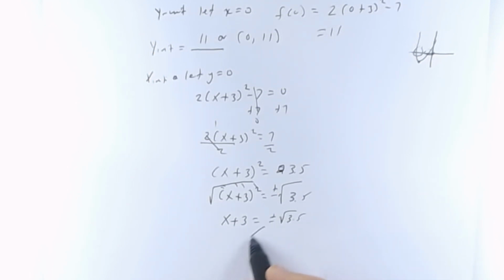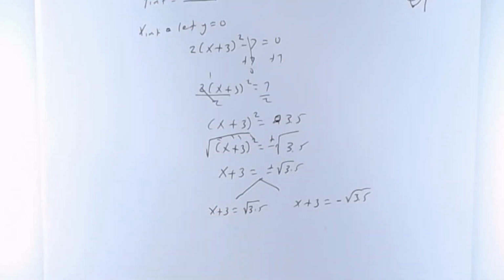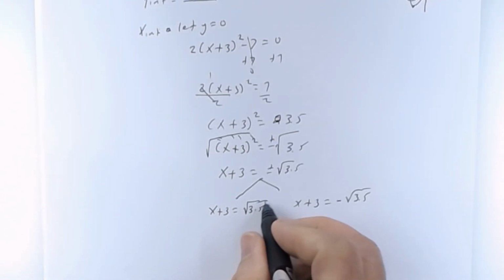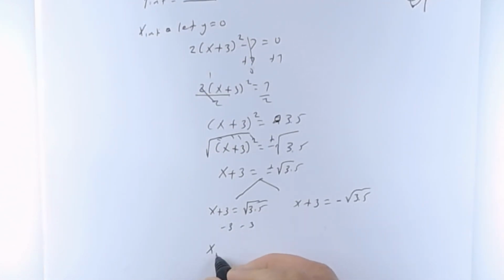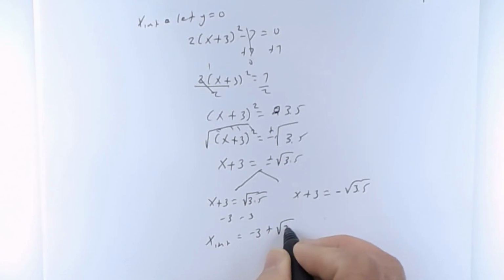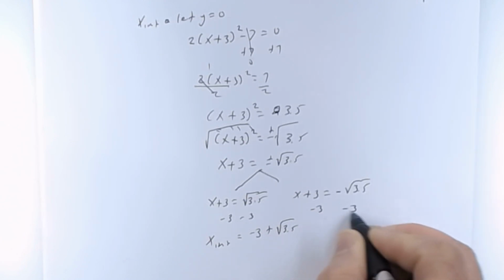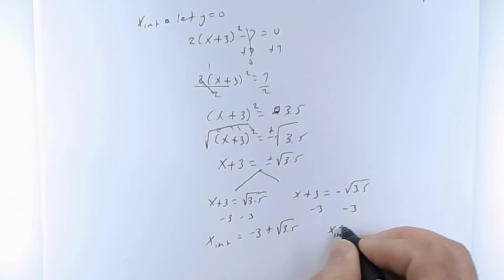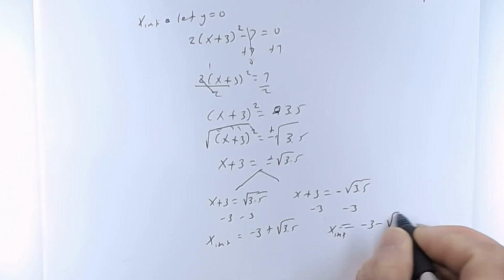Now remember what that means is this. x plus 3 is going to equal two things. What's one of them? The square root of 3.5. And then what's the other? Negative, minus the square root of 3.5. All right, so then use your calculator. So first of all, how do I get x by itself? Subtract 3. And so my x-intercepts are negative 3 plus the square root of 3.5, and the other is negative 3 minus the square root of 3.5.